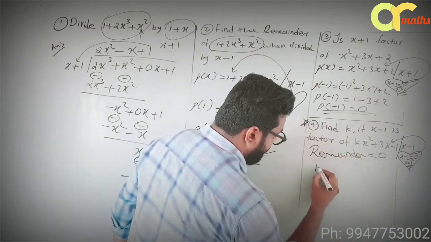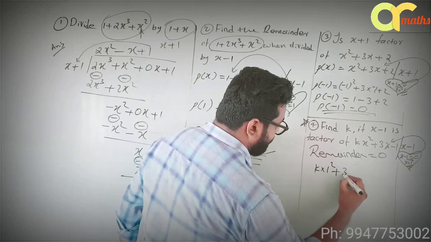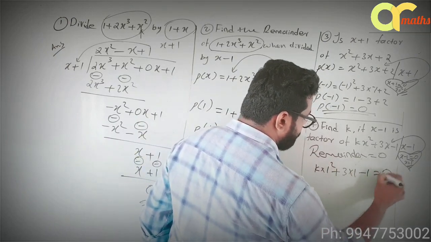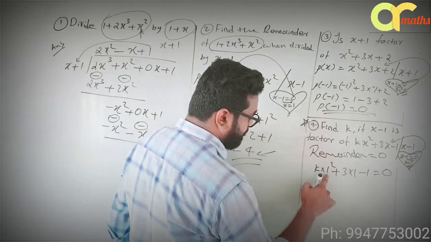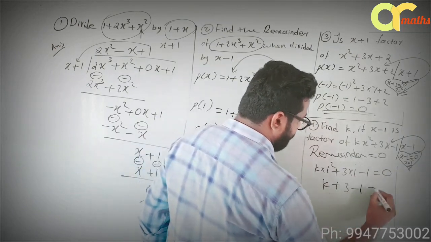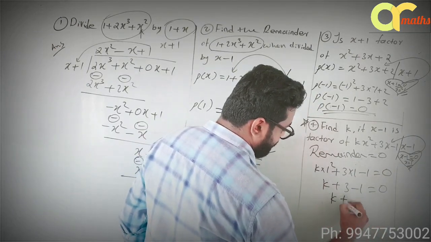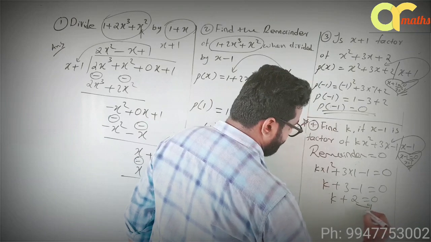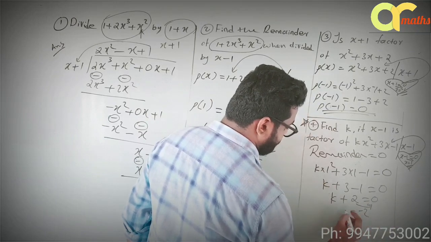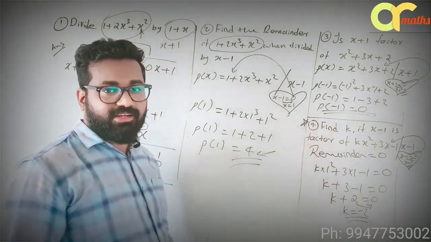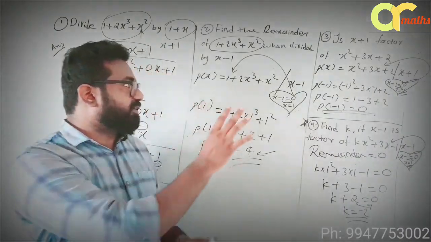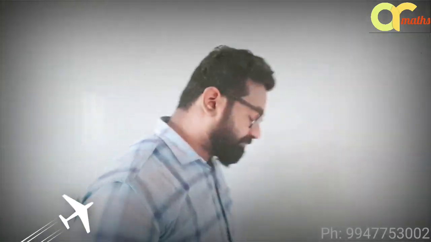What is the polynomial? k into 1 square plus 3 into 1 minus 1. Its value is 0. Then k into 1 square is 1, so k plus 3 minus 1 equal to 0. Then k plus 2 equal to 0, so you will get k equal to minus 2. These 4 points we already discussed. These 4 points are very important points. So we can go to our next topic.